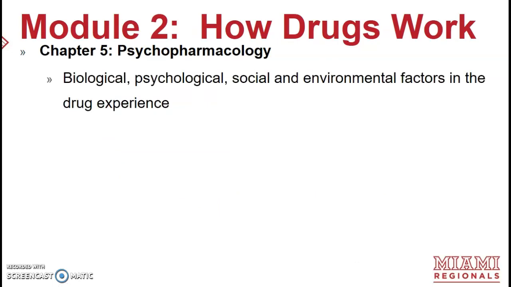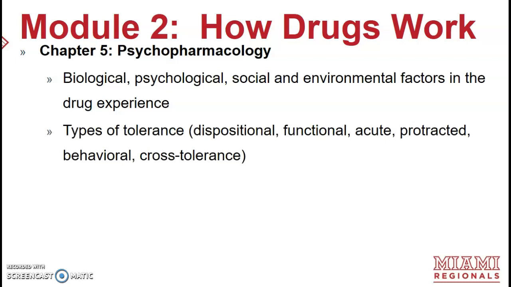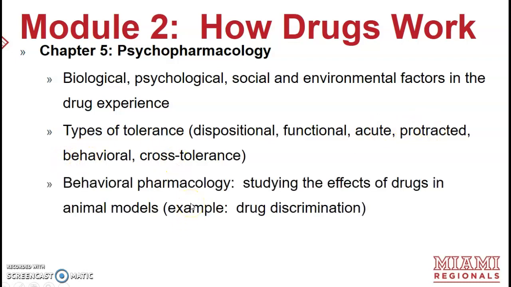Finally, in Chapter 5, we'll go over the principles of psychopharmacology in this module, where we talk about the biological, the psychological, and the social and environmental factors that play into the drug experience. We'll also review in this chapter types of tolerance. I know most people are familiar with tolerance, the idea that we need increasing doses of a drug to achieve the same effects, and that's generally referred to as dispositional tolerance. But we'll also talk about functional, acute, protracted, behavioral tolerance, and cross-tolerance.